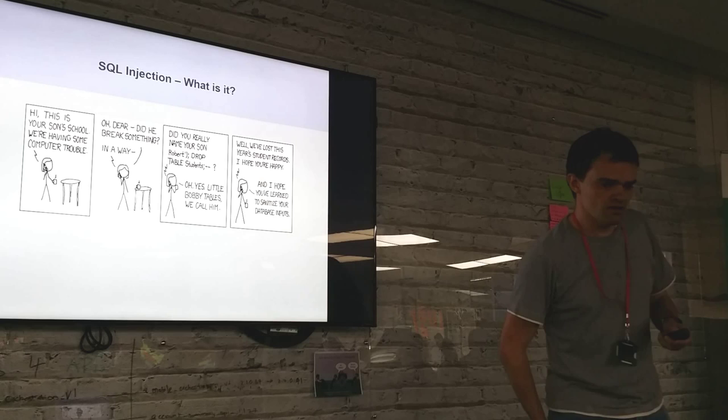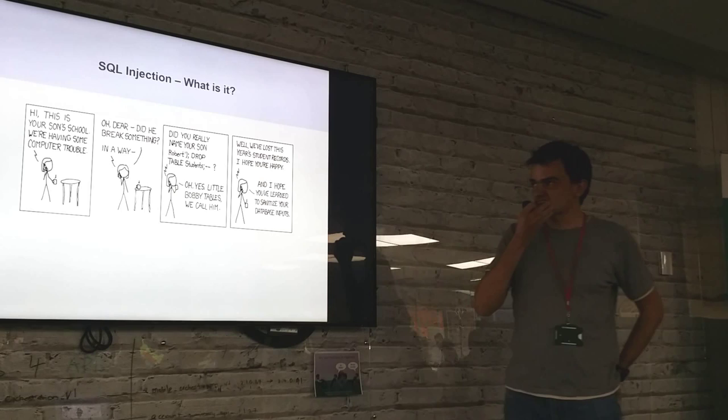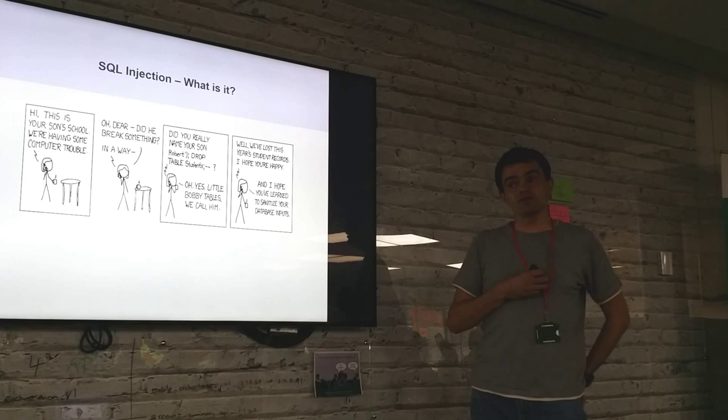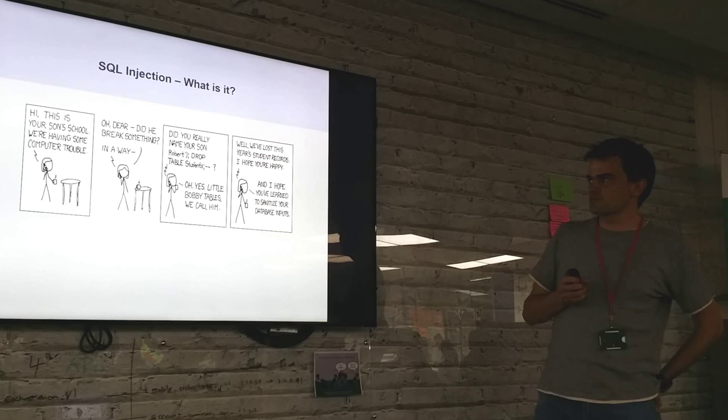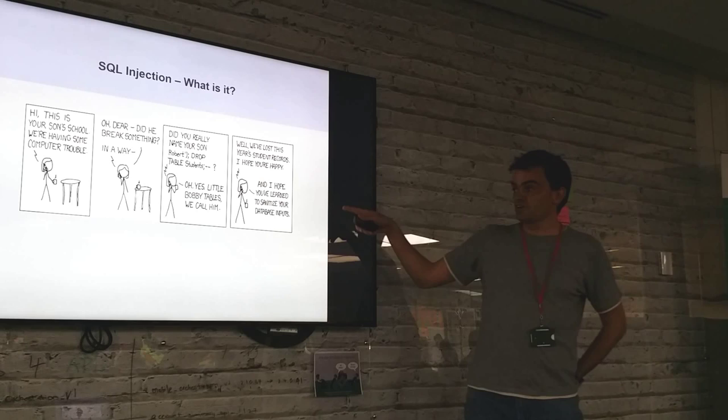This is little Bobby Tables, XKCD. Hi, this is your son's school. We're having some computer trouble. Oh dear, did he break something? Well, in a way. Did you really name your son Robert'); DROP TABLE Students;--? Oh yes, little Bobby Tables we call him. Well, we've just lost all of this year's student records. I hope you're happy. And I hope you've learned to sanitize your database inputs.